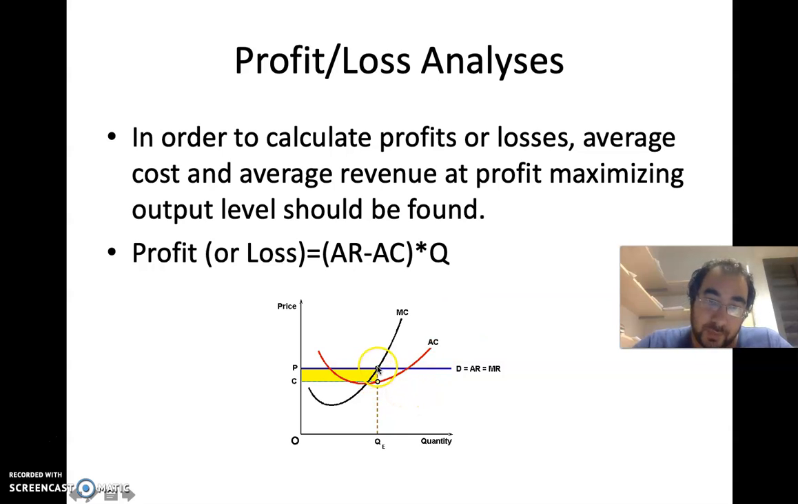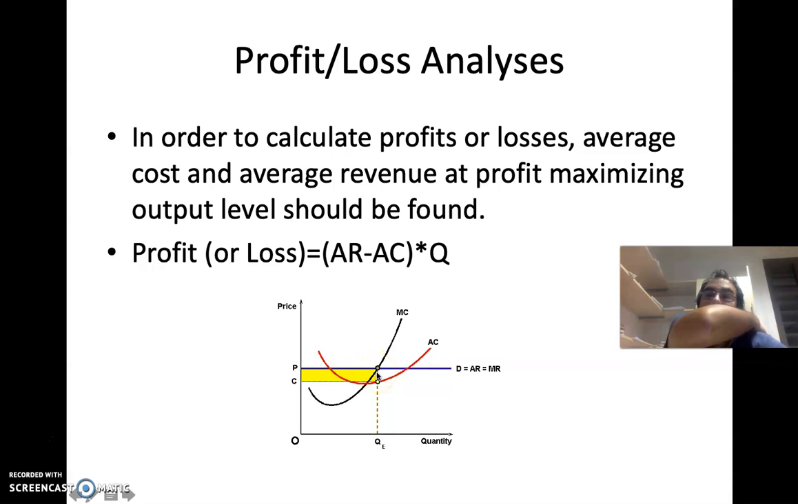On the graph, when we find the point where marginal cost and marginal revenue are equal to each other, which is the profit maximizing point, for the profit maximizing point, average revenue is basically the point on the blue line, the intersection point. And for the same quantity, in order to find the cost, we should go down until we hit the average cost curve. So you can draw a vertical line down to the average cost curve, or up.